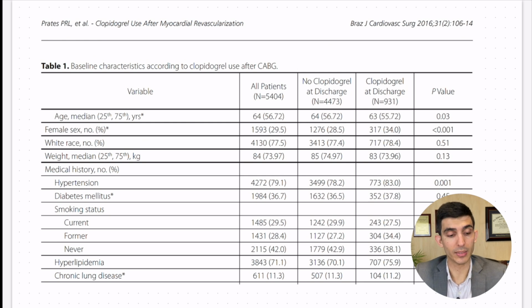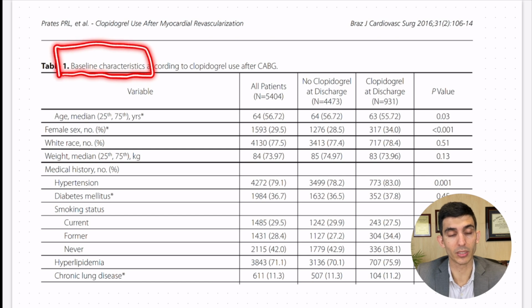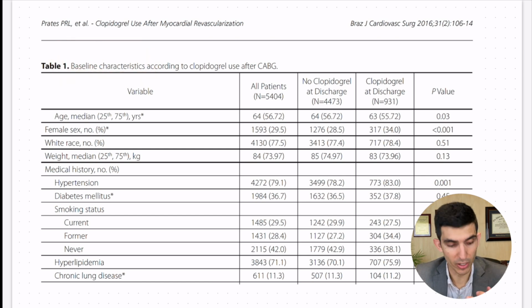So Table 1 in a study like this serves for us to understand the baseline characteristics of the individual patients in the study. It helps us to understand the age of these patients, the distribution of sex, race, and comorbidities like hypertension, diabetes, smoking, and so forth. So this is the main purpose of Table 1, is to share with us the characteristics of the patients included in the trial or in the observational study.